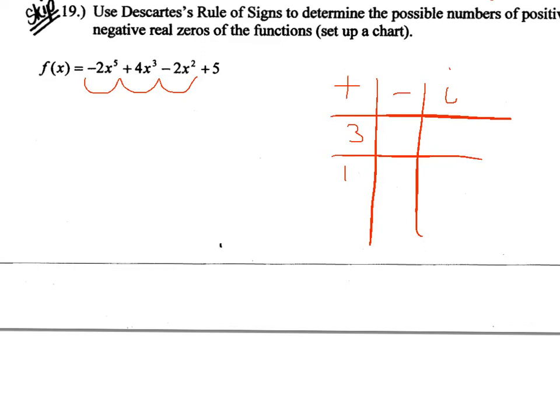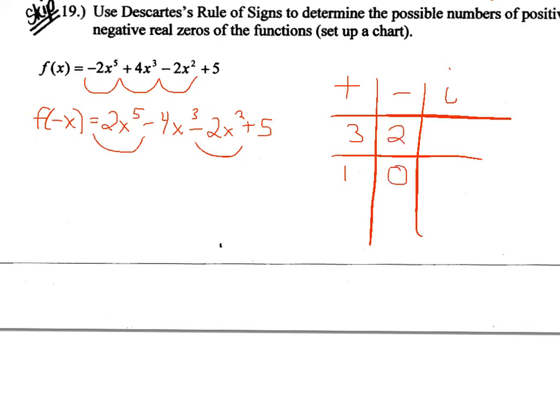Now to find the negative solutions, we plug in a negative x, and we know that every coefficient that has an odd exponent will change signs. And every coefficient that has an even exponent will remain the same. So in this case, we see that there are 1, 2 sign changes, which could mean that there are 2 or 0 negative solutions.